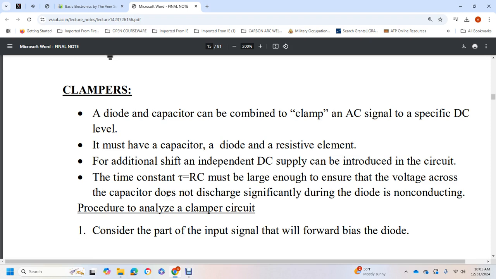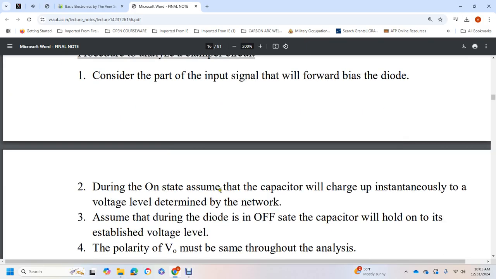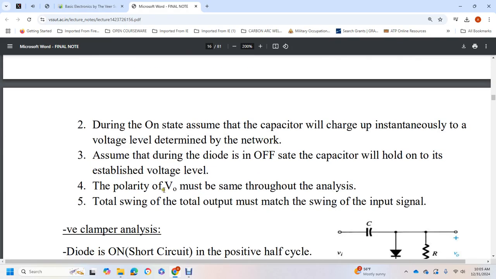period when the diode is non-conducting. The procedure to analyze a clamper circuit: 1. Consider the part of the input signal that forward biases the diode. 2. During the on state, assume the capacitor charges instantaneously to a voltage level determined by the network. 3. Assume that while the diode is in the off state, the capacitor holds its established voltage. 4. Keep in mind the point of voltage output through the analysis. 5. The total swing of the output must match the swing of the input signal.